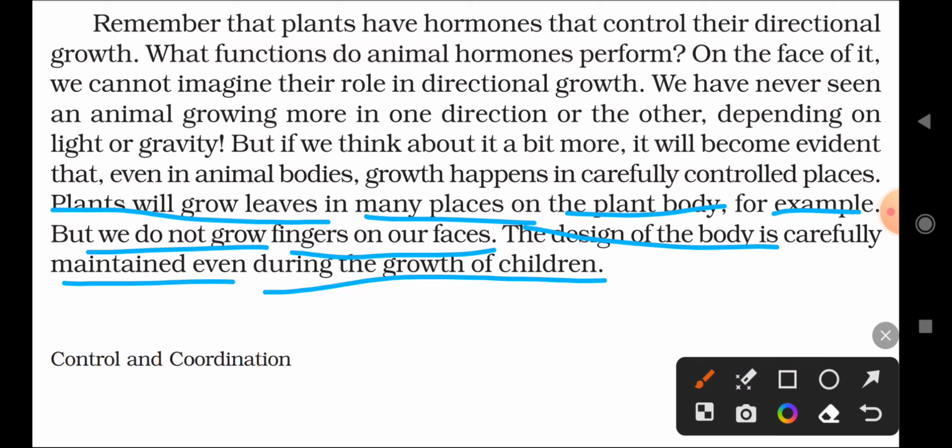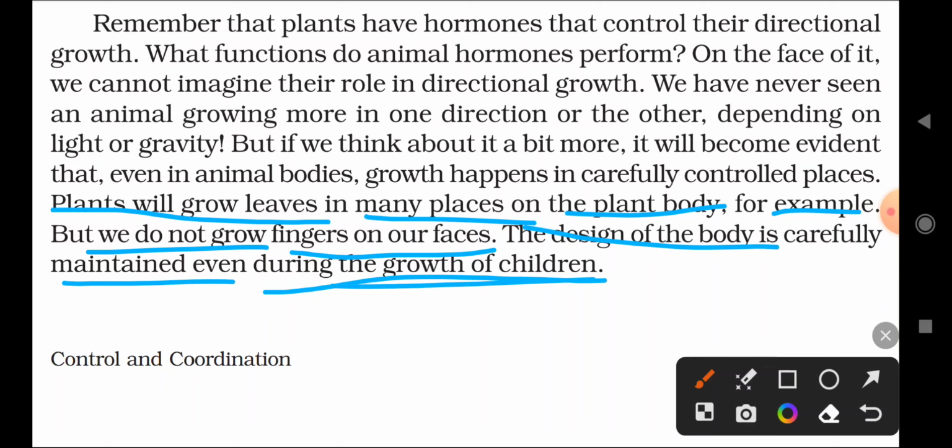Why is directional growth not possible in an animal body? Because the design of the body is very carefully maintained even during the development of a child, or during the teenage years. Also during the teenage years our body is continuously growing, correct? In that period our body grows in a particular way, in a controlled and coordinated manner, such that it grows continuously and gradually.